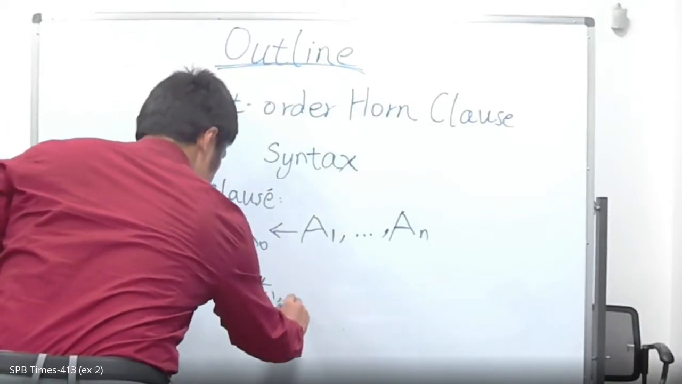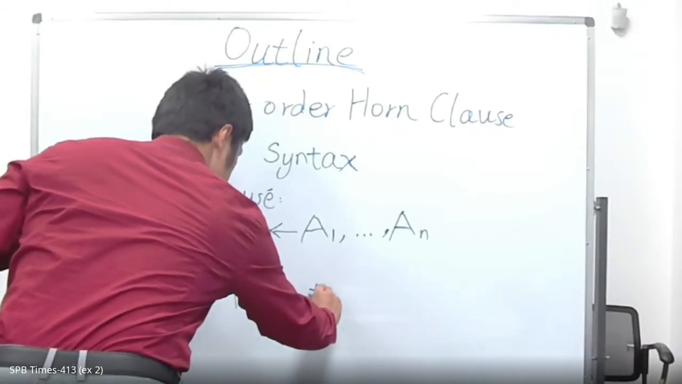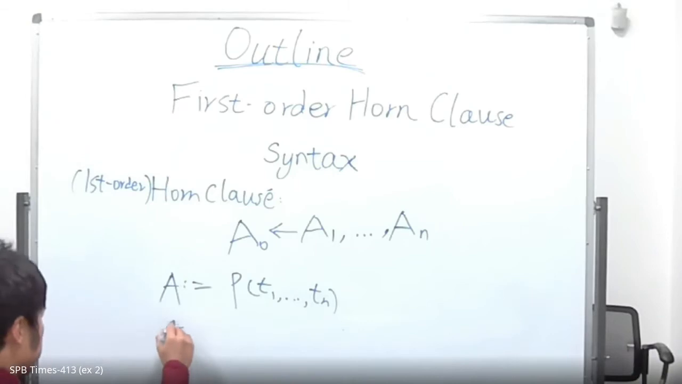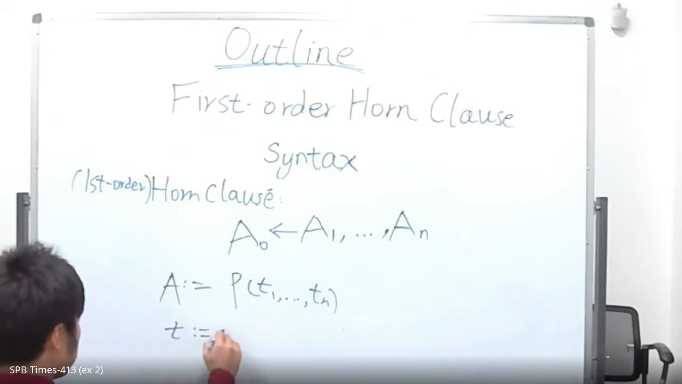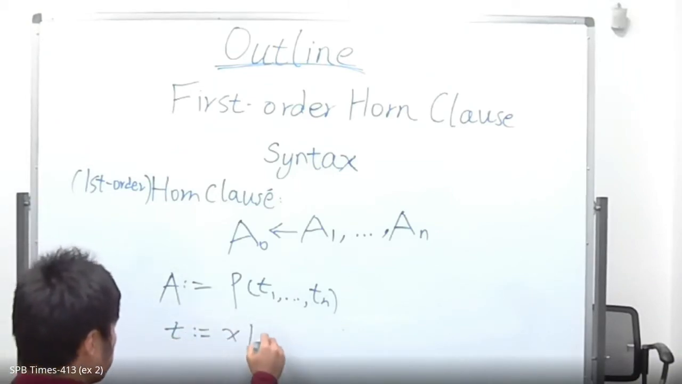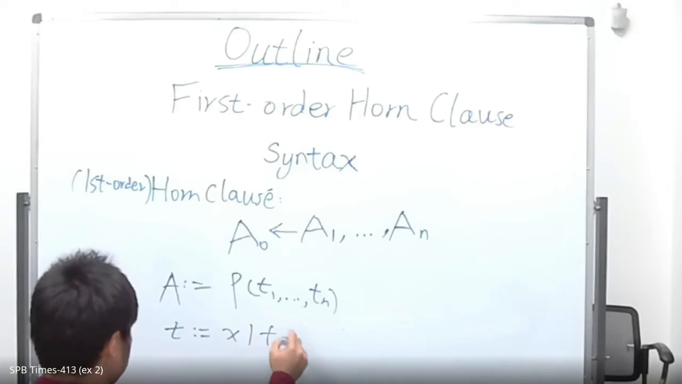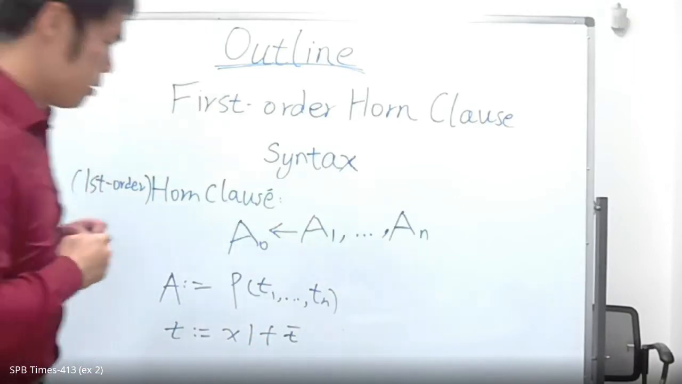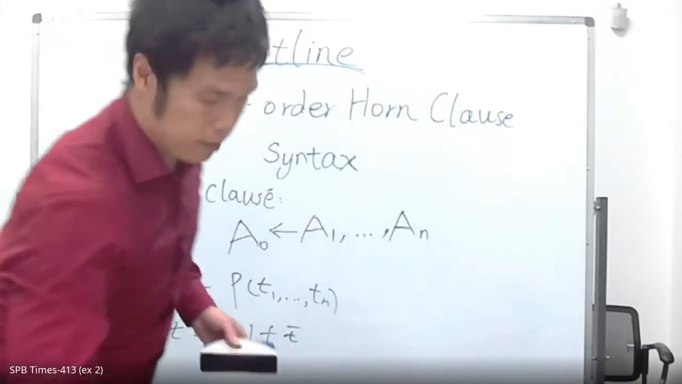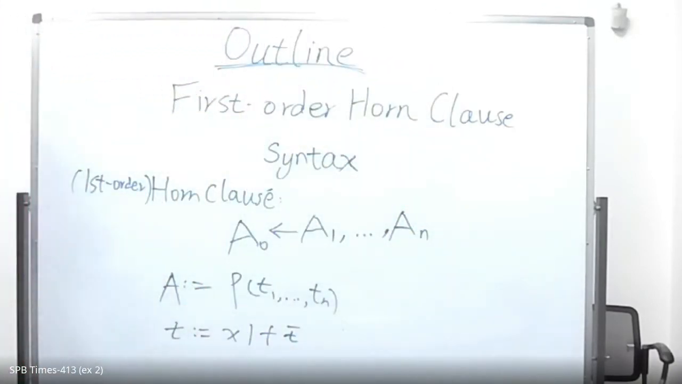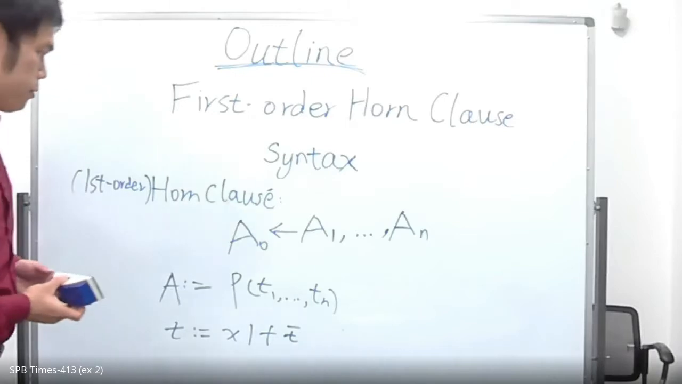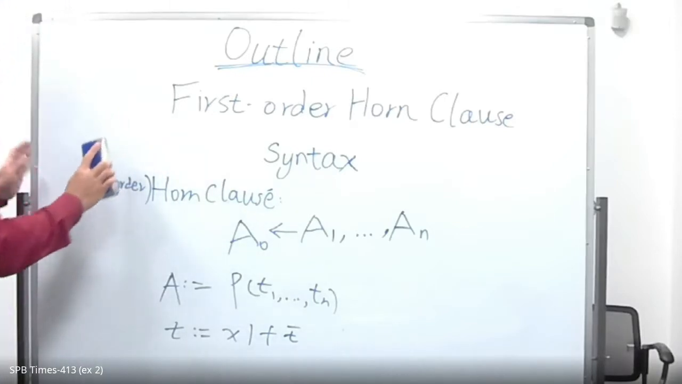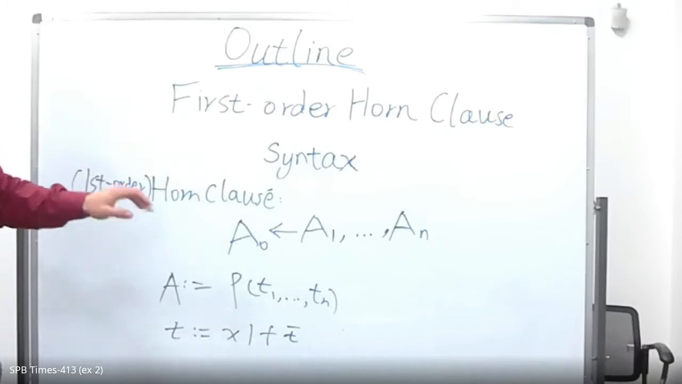followed by a list of first-order terms. P is a predicate symbol, and a first-order term is either a variable or a function symbol followed by a possibly empty list of terms. Some of you may be familiar with this syntax, so it's a brief review of that. Okay, that's the syntax of first-order Horn clauses.